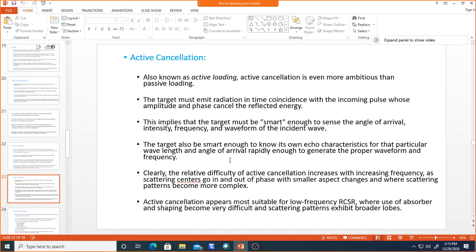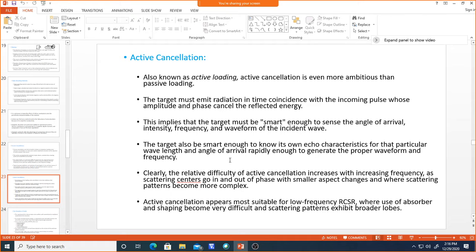That's why scattering patterns become more complex, like in aircraft or ships, where the scattering pattern is complex. We identify the main scattering centers of that system, and we have to look into the in-phase and out-of-phase cancellation of those scattering centers. If you are able to cancel those scattering centers, then we can reduce the radar cross section. Okay, so this active cancellation appears most suitable for low frequency RCS reduction.